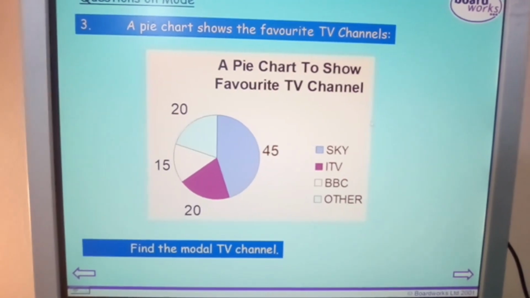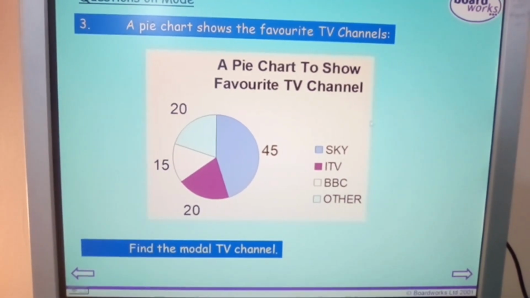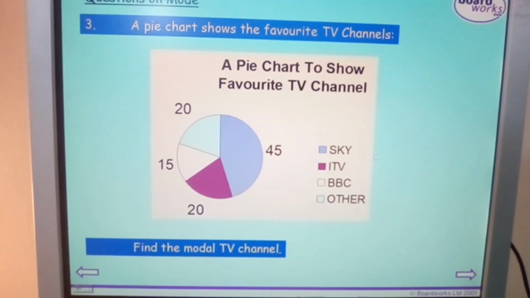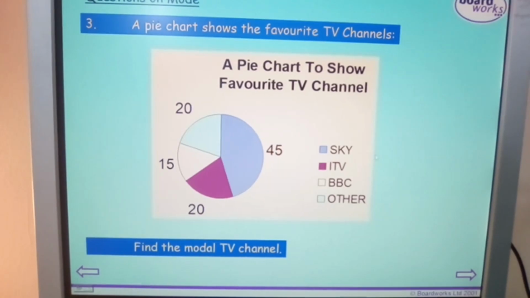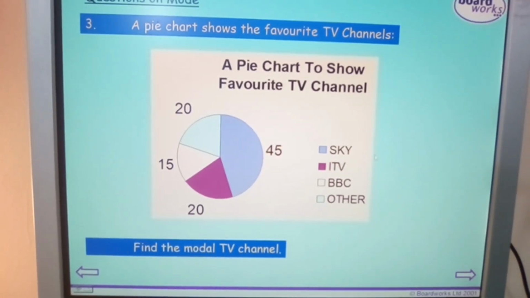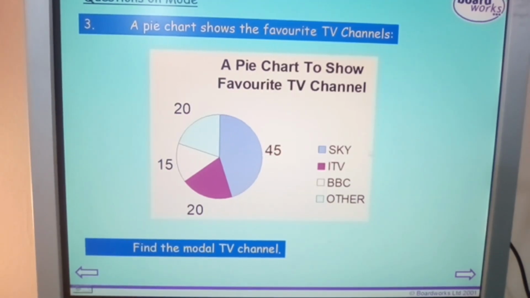The pie chart shows the favorite TV channels. Sorry, I'm trying to make sure that I just click my finger on something and sometimes it takes you someplace you don't want to be going. Okay, good. The pie chart shows the favorite TV channels. So find the modal TV channel. And it should be Sky.